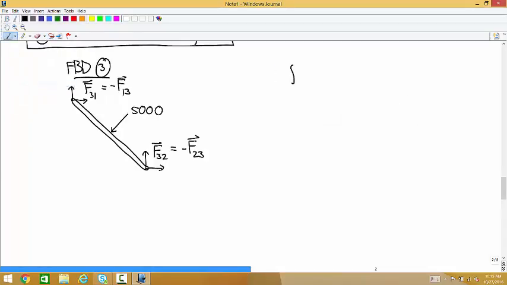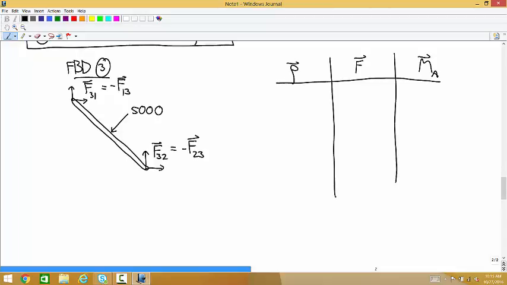Okay, so row F, moment. I guess I'll choose the about point down here. So for negative F23, what's the moment arm? What's rho? Yeah, 0, 0. The force is negative F23x, negative F23y. Cross product is 0.